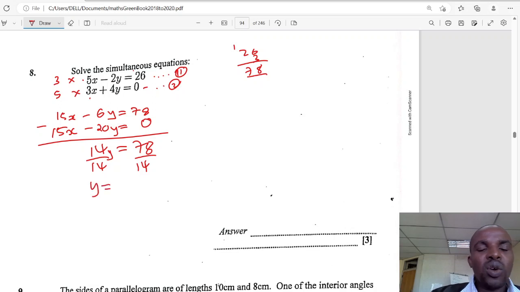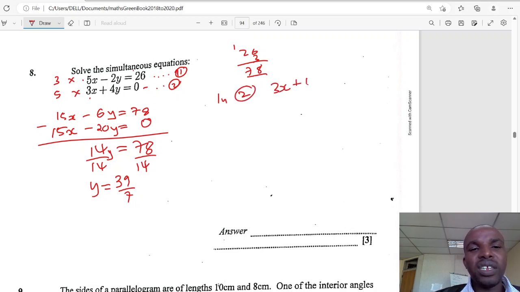You can say y is equal to, divided by 2, it's over 7. Then 78 divided by 2. 2 into 7 is 3 remainder 1. Then 9. So you can say 39 over 7. That's for your y. Then for your x, you can take equation 2. Then 3x plus 4 times y, which is 39 over 7. Then it's equal to 0.